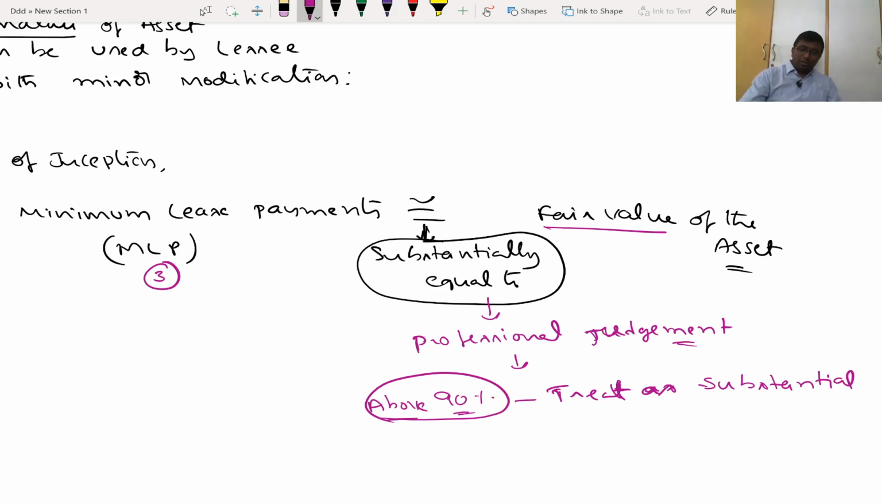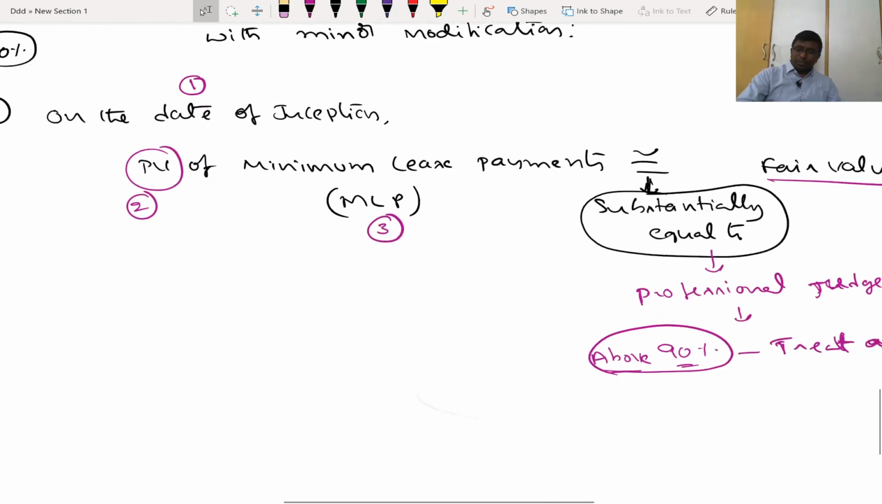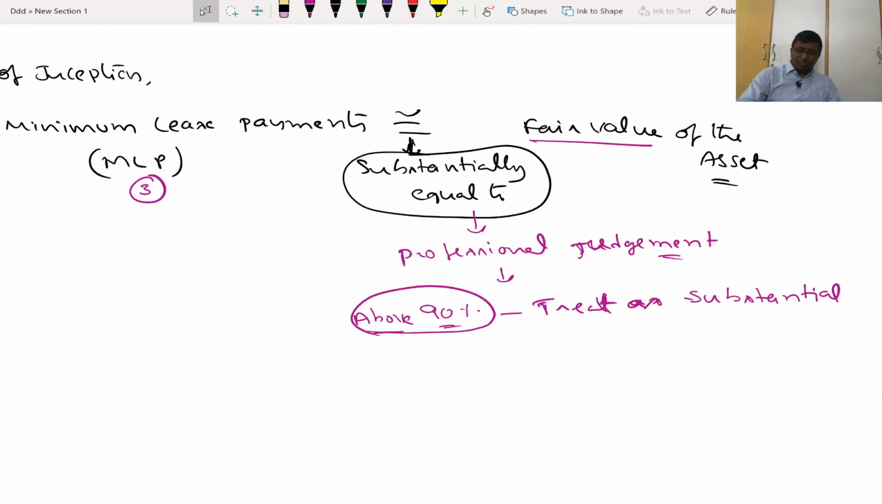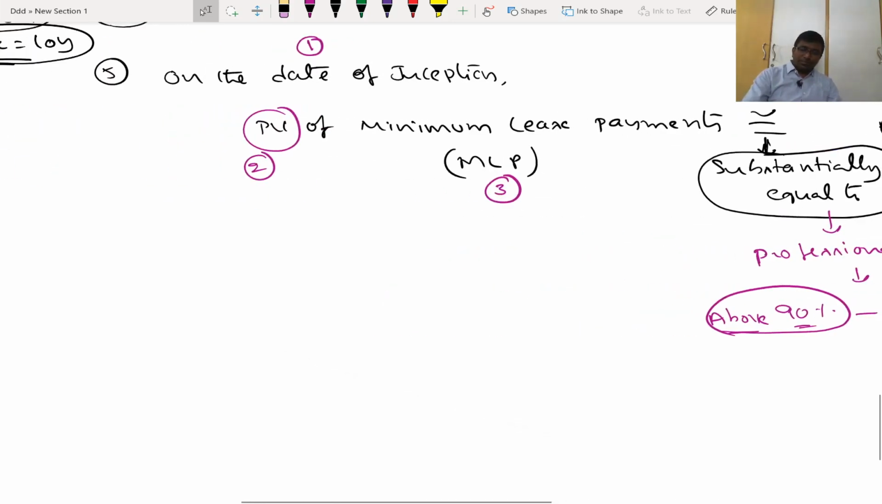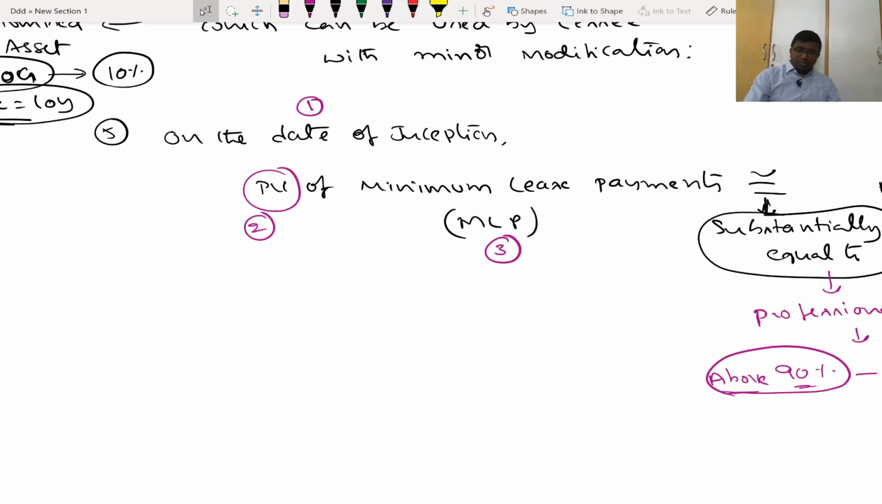Now let us start learning. I told you not to copy while it is going on. Only in some places I will tell you, very clearly, when to pause and copy. First, we have to look at what is the date of inception, what is the minimum lease payment, what is the present value, and so on. We are supposed to learn these. Very good.